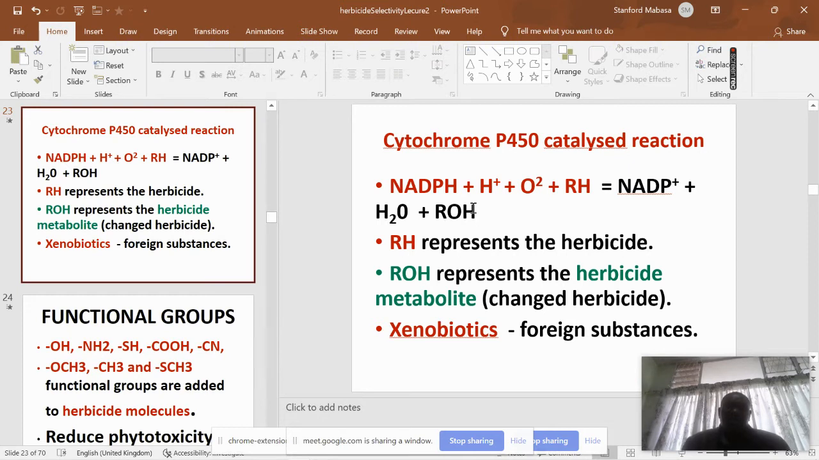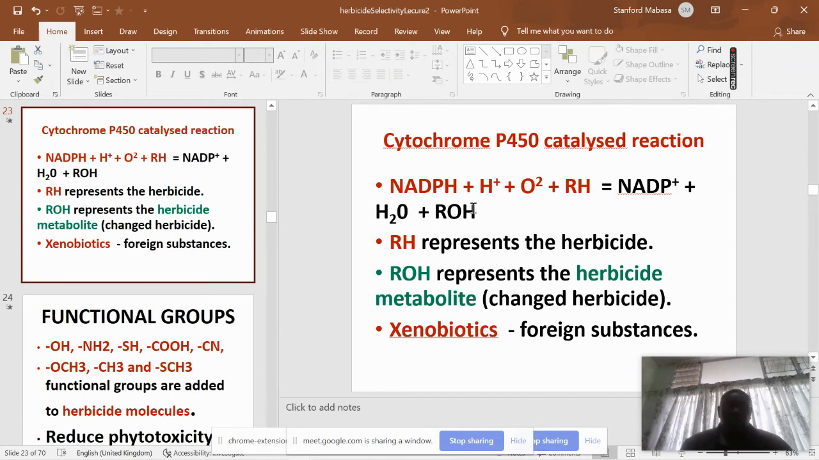Now, this reaction is not limited to herbicides alone, but any other pesticides or any foreign substances which enter the plant, which we call xenobiotics. So it's a process which enables the plant to get rid of toxic substances. And of course, it will bring about selectivity.